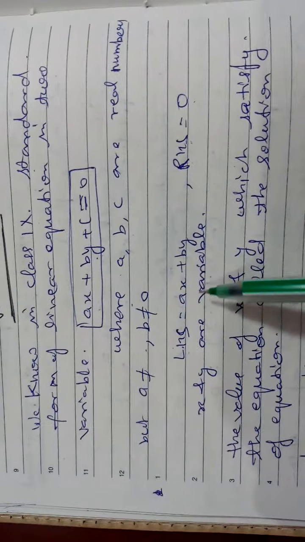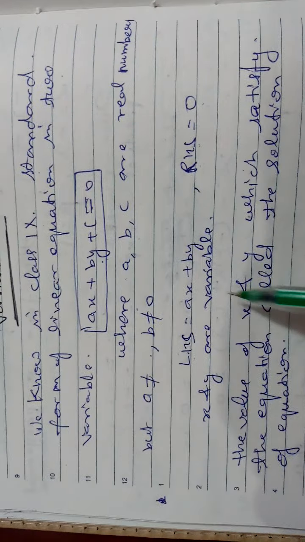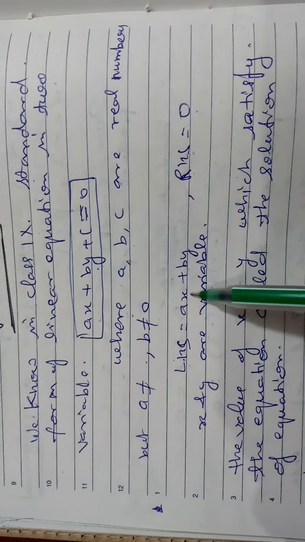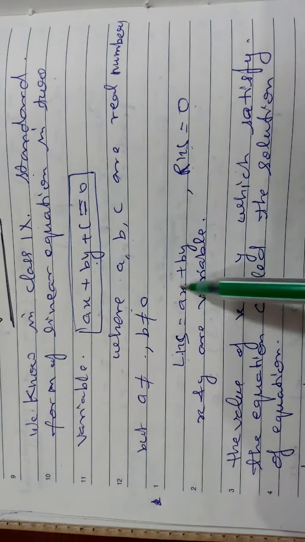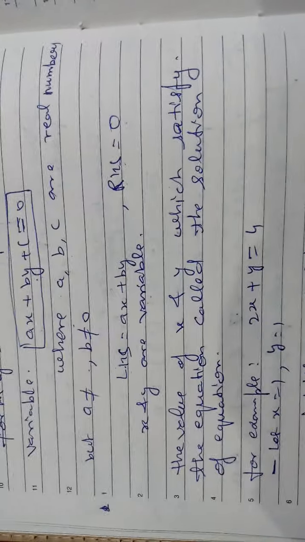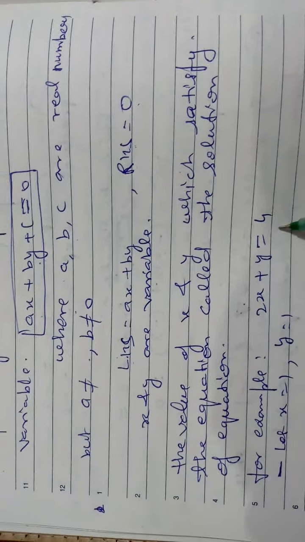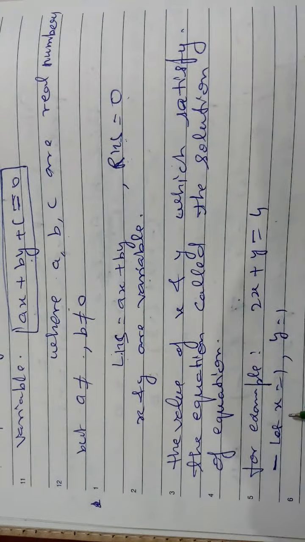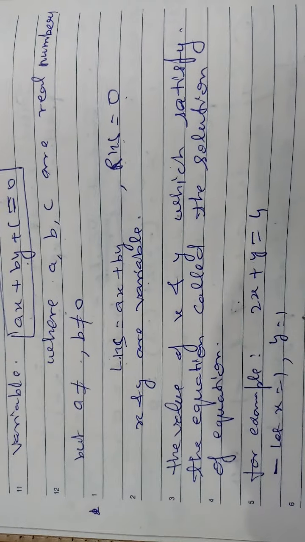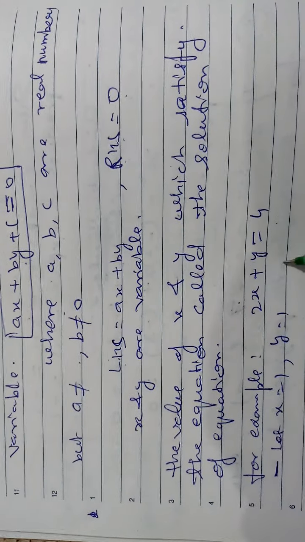So the values of x and y which satisfy the equation are called the solution. Like this, if you put any value for x, you can get the other value. Take one equation as an example: 2x + y = 4. Given x = 1 and y = 1, you want to check whether it is a solution of this equation or not.